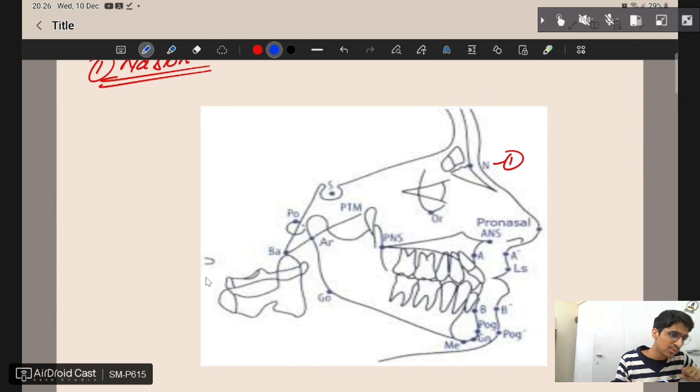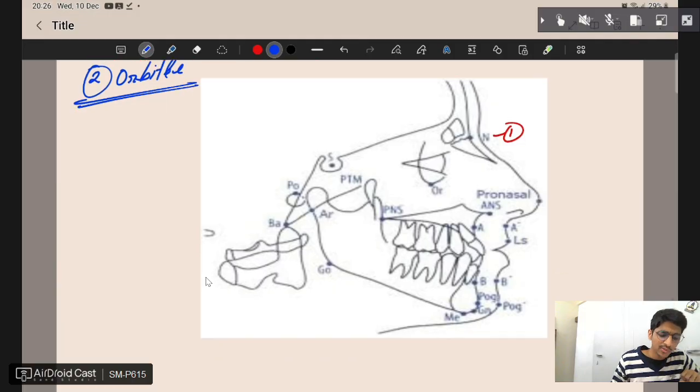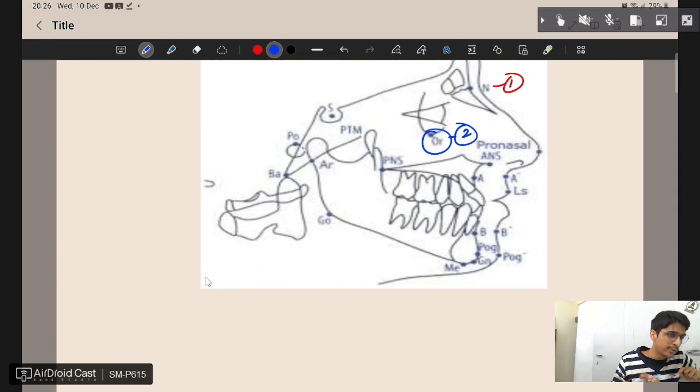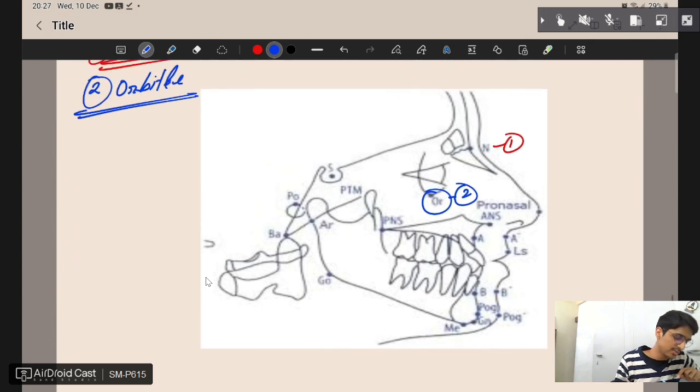You guys got it. Now the second point, we will be moving on quickly so that we can start on the analysis. The second point is the orbitale. Orbitale is located on the inferior most point on the orbital margin. So this is the inferior most point on the orbit, and this is called the orbitale. You guys are writing notes, so that's why I'm reciting all the time.